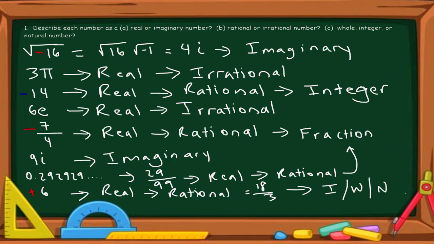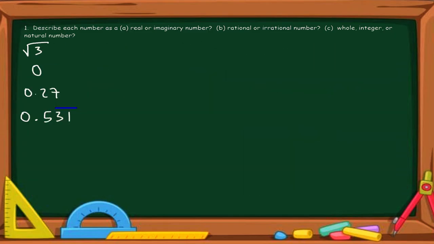It's also a whole number, and it's a natural number. So we could describe it 5 ways. It's a real number, it's rational, it's an integer, whole number, and a natural number at the same time. Go ahead and work on the next 4 examples.